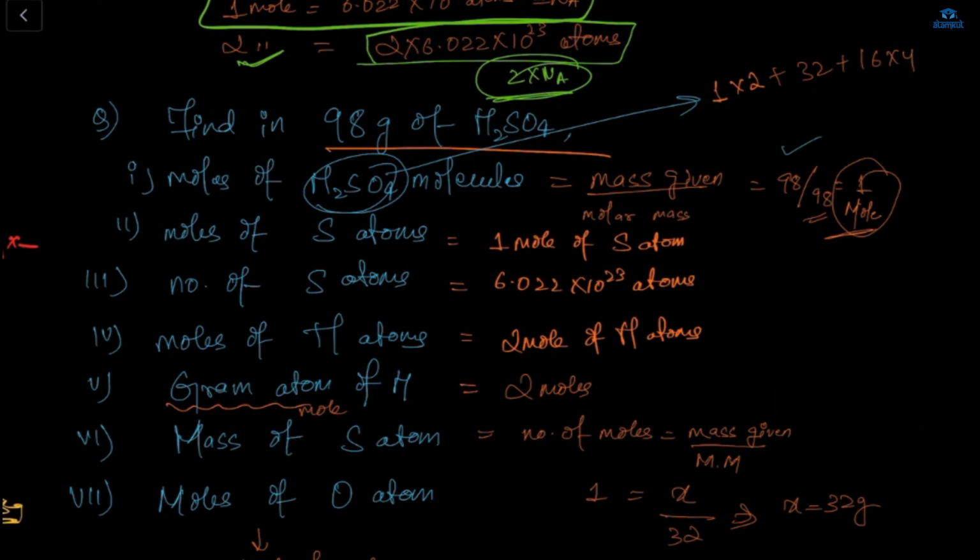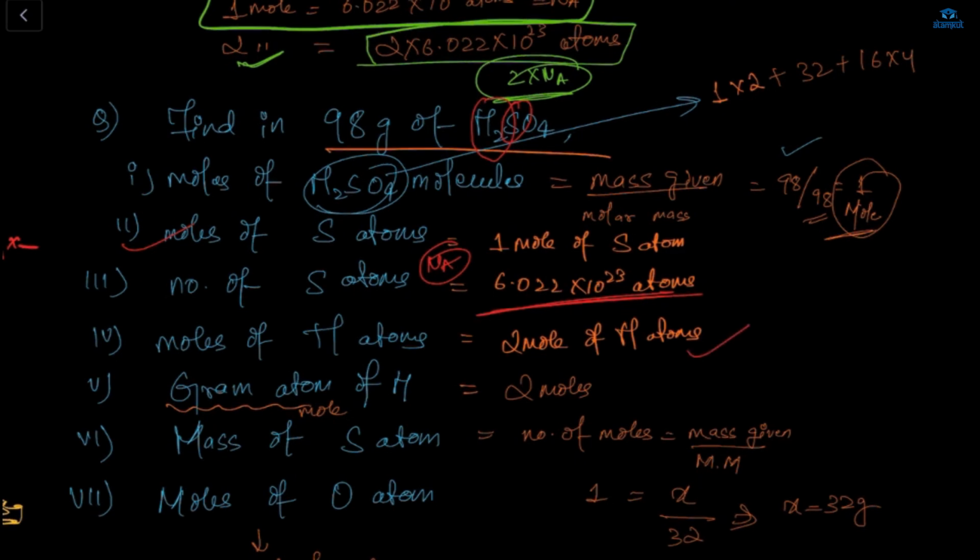Next, mole of S atom. How many moles of S atom? Only 1 mole of S atom in H2SO4. There are no more moles of S atom. Only one is given. This is also done. Next, number of S atoms. Number means your Avogadro number, so this much number of S atoms. Next, mole of H atom. Here you can see in H2SO4, how many moles are given? 2 moles are given. So 2 moles of H atom.